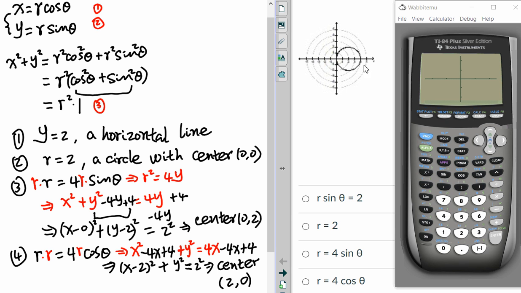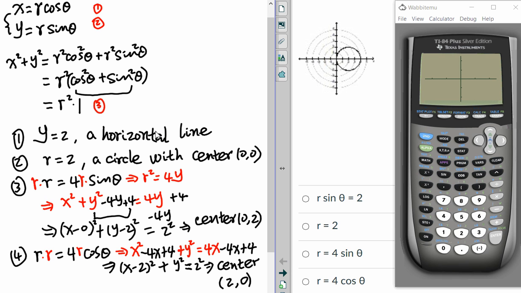We are given a graph. We want to match the graph with one of the given four equations here. Which one exactly is the equation for this graph? Again, we want to use the three identities.